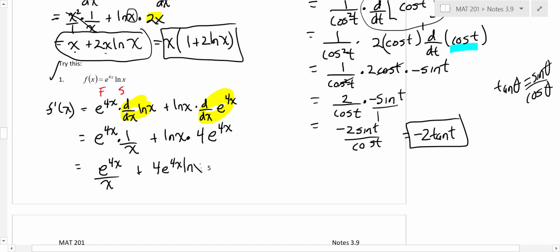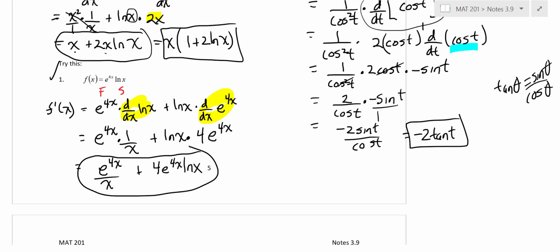It doesn't matter what order you put stuff in. The only other thing you could really do on this is you could get a common denominator if you wanted to. I don't think there's any reason to do that. I think that's good enough. Okay, what do you think? That was pretty easy, wasn't it? As long as you know the rules, you'll be okay.